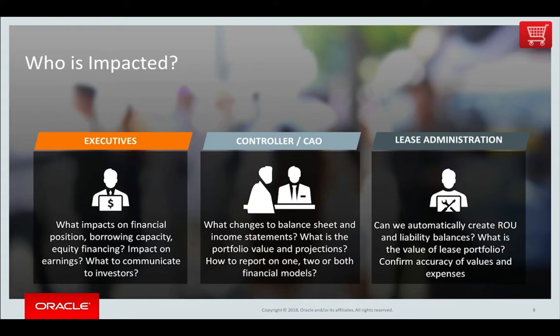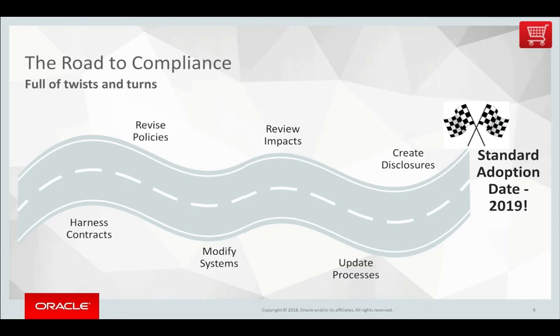Your controllers, you're looking at the balance sheet. What's going to happen to the balance sheet, my income statements? What are the projections going to be over the next several years? How do I report in different models? A lot of international companies have to report under different models. All the way down to your lease administration, who's got to create these ROUs and liabilities, and they have to put this into operations. What's the portfolio value look like?